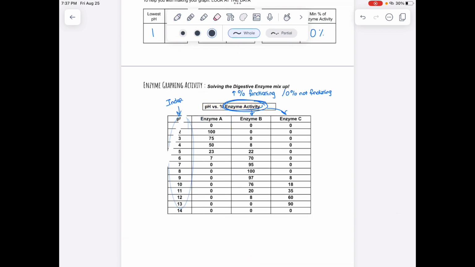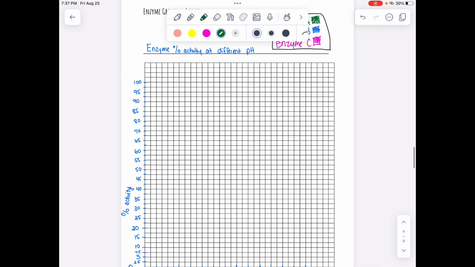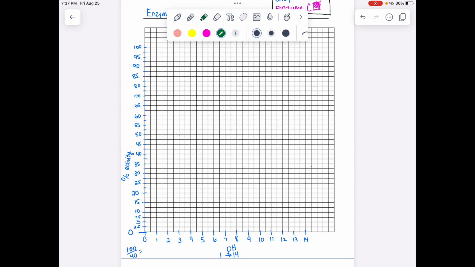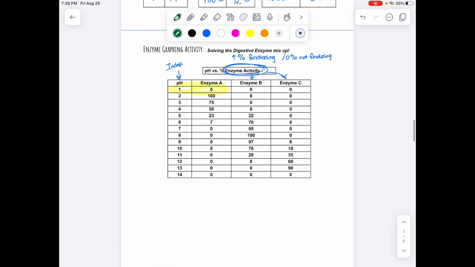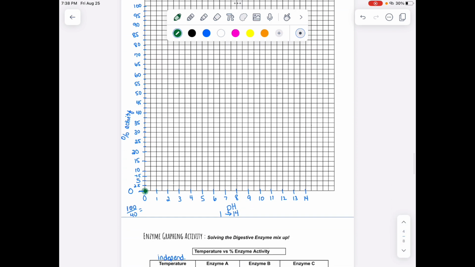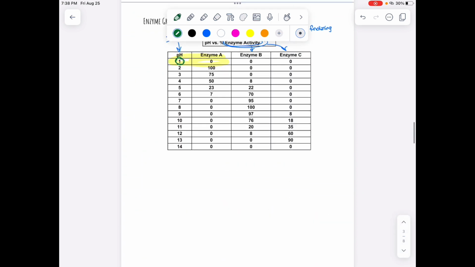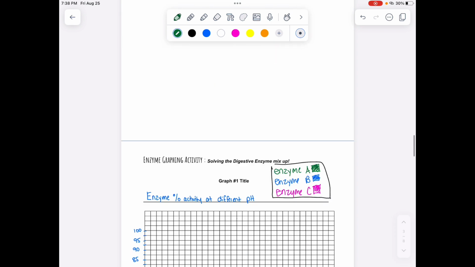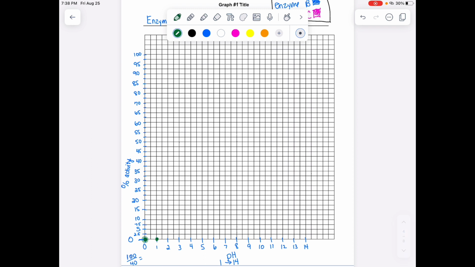So I want to point out that pH of 1 for enzyme A was 0. So I'm going to go down here. I'm going to make sure I'm on green. I'm going to do everything for enzyme A. So, got to make sure, there we go, that I'm in green. So I'm going to have 0 for my pH, 0 activity. Then I'm going to go up and I see at a pH of 1 is 0. So at pH of 1, I'm going to go 0. Then I'm going to go up. pH of 2 is 100%. So that means that I got to go up to my 2 and up to my 100.